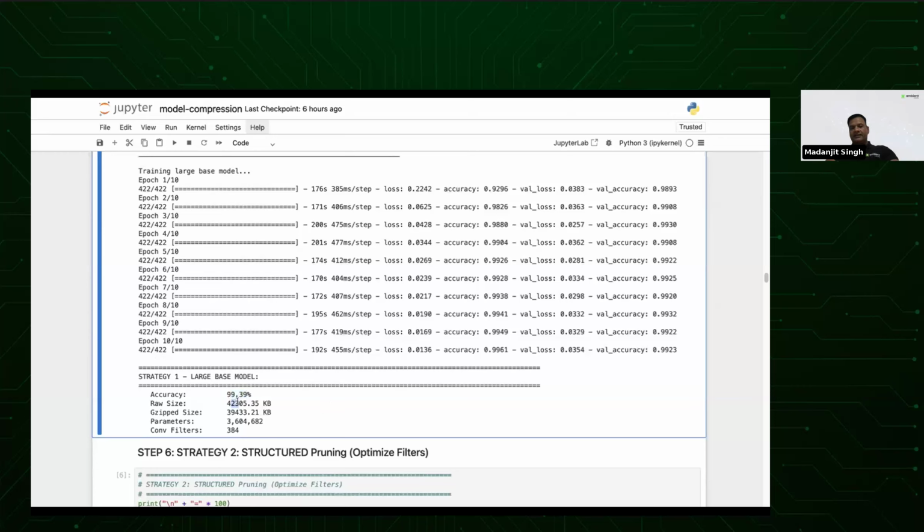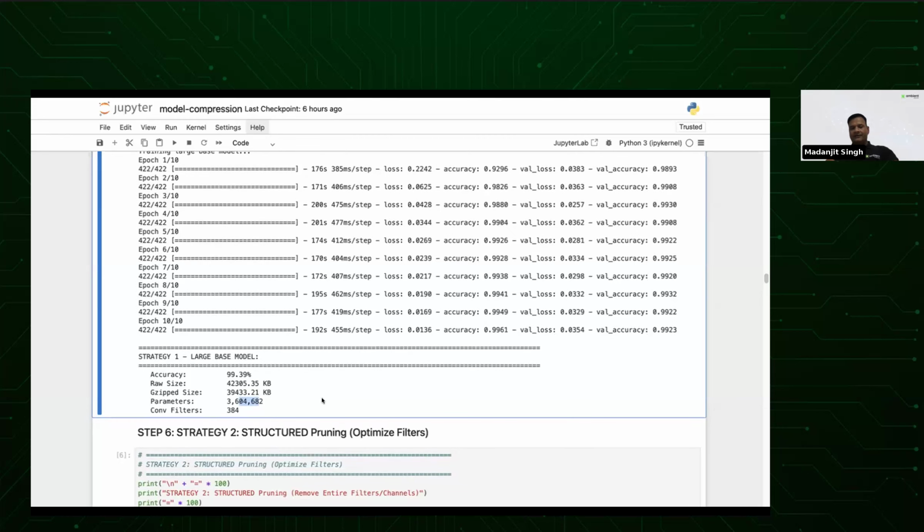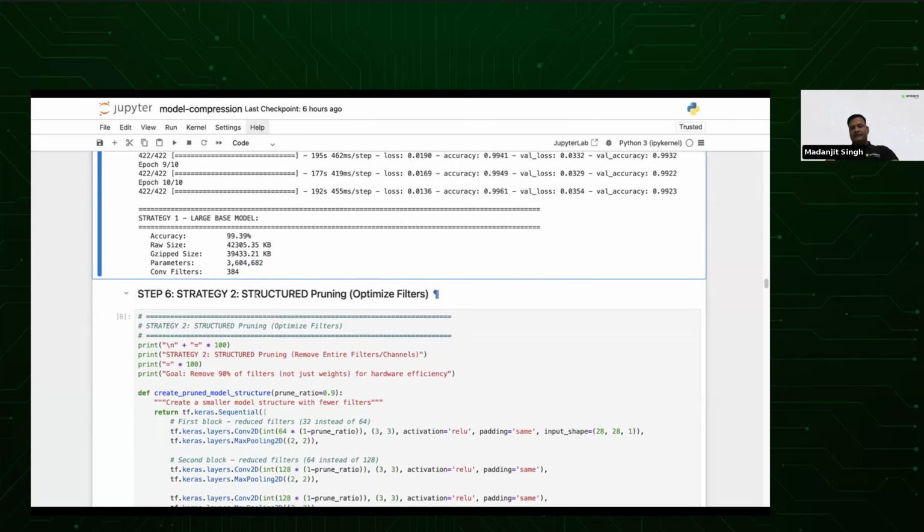The raw size is coming as 42 MB, and the gzip size, again because some values will be zeros and so on, is 39 MB. The parameter count is 3.6 million. And then the convolution filter, forget about it for now, but once you understand it, you can play with it. For the convolution filters, I've used 384 filters. Moving on to the next, strategy 2, structured pruning.